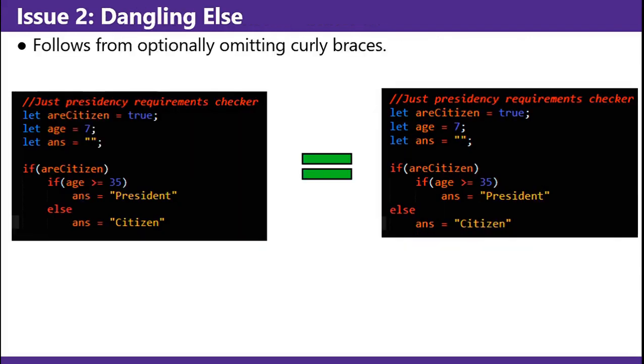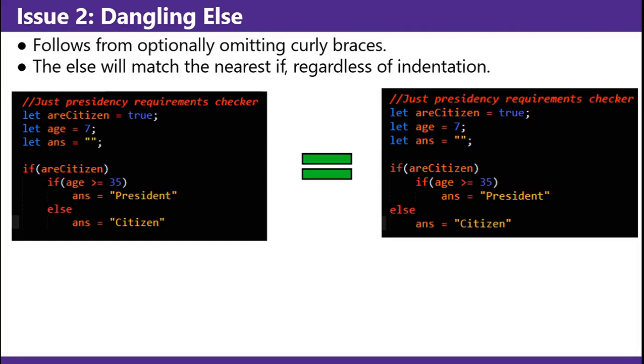Issue number 2 is the dangling else. This follows from optionally omitting curly braces. The else will match the nearest if, regardless of the indentation. Like the left and right examples, they're the same code, but regardless of the indentation, that else always matches with the if the age is greater than or equal to 35.